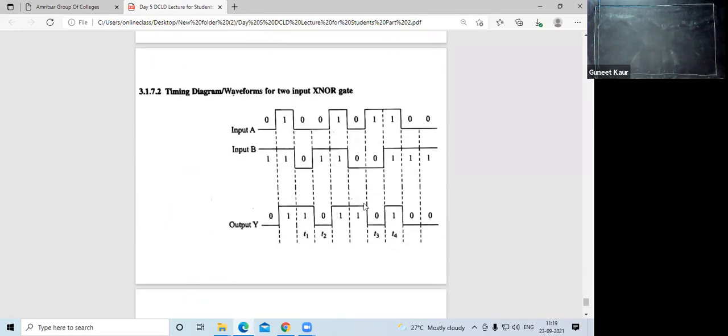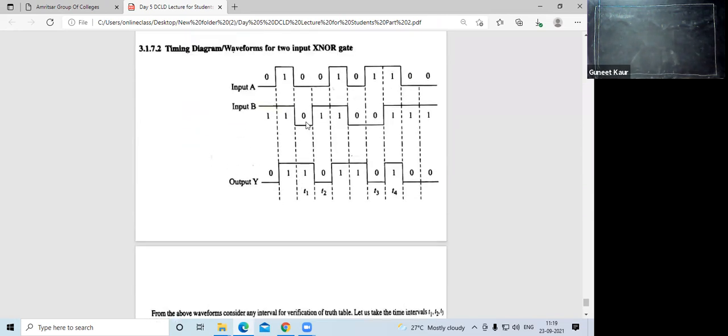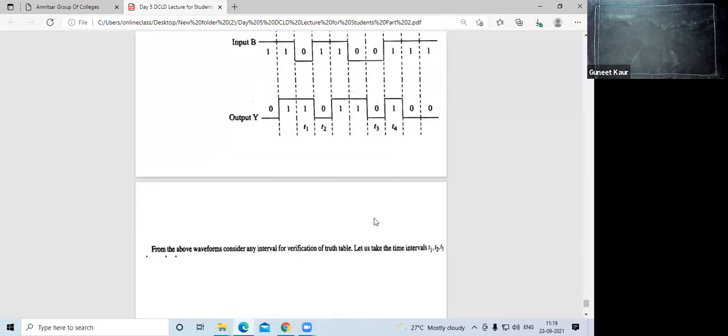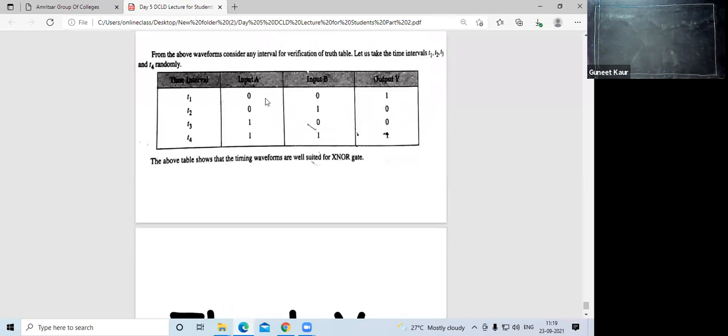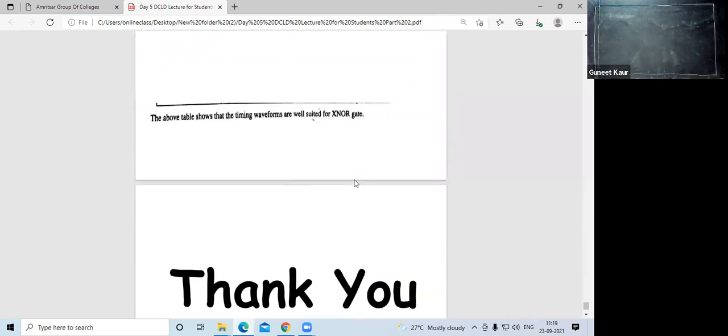So next is your waveform. Okay, this is the waveform. There you can see for 0 0 the output is 1, for 0 1 this is 0, for 1 0 this is 0, and for 1 1 this is 1. So you can see 0 0 gives 1, for 0 1 combination 0, for 1 0 this will be 0, and for 1 1 this will be 1. Okay, so with this we have completed our logic gates.